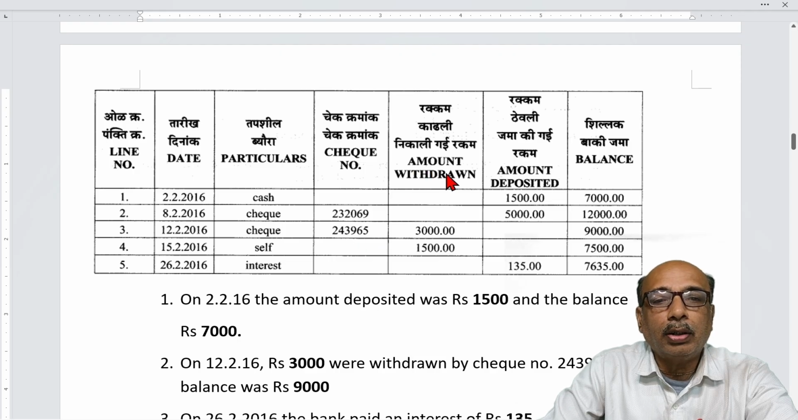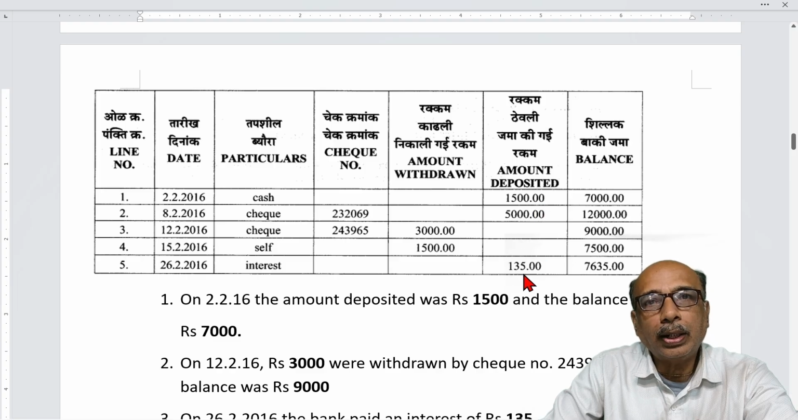Then amount withdrawn. If the amount is taken out from your account, here the check is given on 12 February 2016 by number 243965 for 3000 to withdraw the amount from the account, and on 8 February 2016 a check is given by the number 232069 to deposit 5000 rupees. Here cash is deposited, 1500 rupees, and here 135 rupees as interest is received.